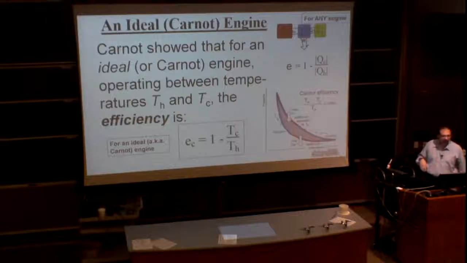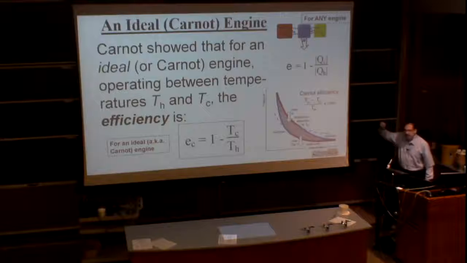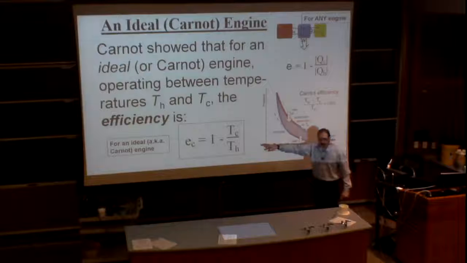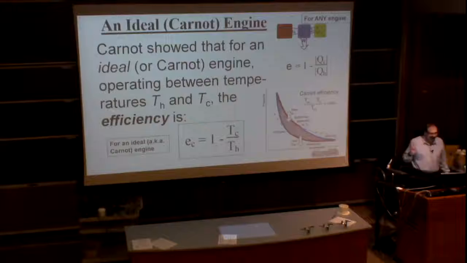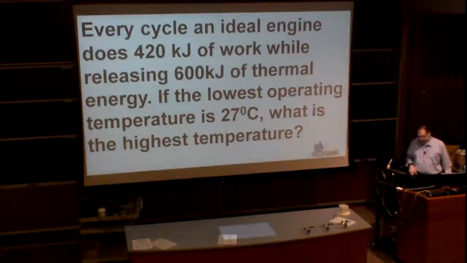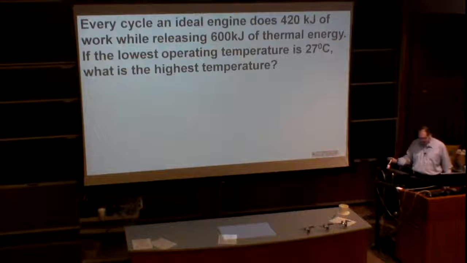And the equation on the top describes how to calculate efficiency for any engine. And this equation in the middle tells us how to calculate the efficiency for an ideal, for the best possible engine. And of course, if we use an ideal engine, we can use these equations together. For example, there is a cycle in an ideal engine, and we need to calculate the hot temperature. Well, all right, we know what to do.